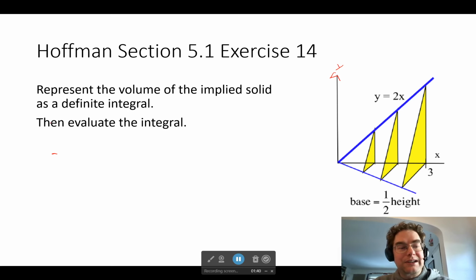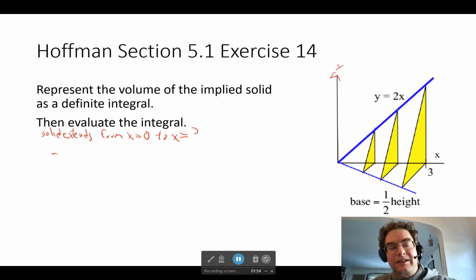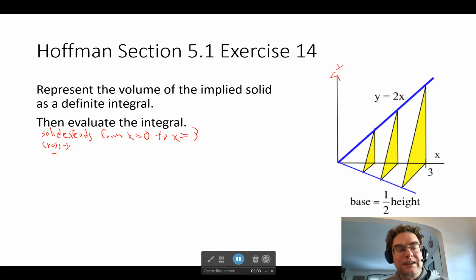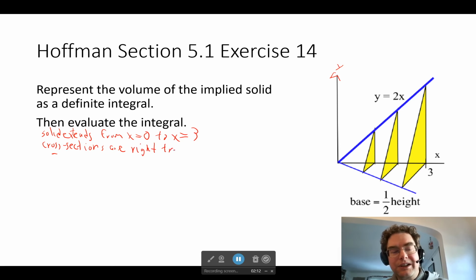Let me first mention that the solid extends from x equals 0 to x equals 3. From that we already know what our limits of integration are going to be. Then we look at the cross sections. The cross sections, I think you can see, are triangles. They're right triangles, in fact. That's great because we know how to find the areas of right triangles, as long as we know the base and the height, which we do.